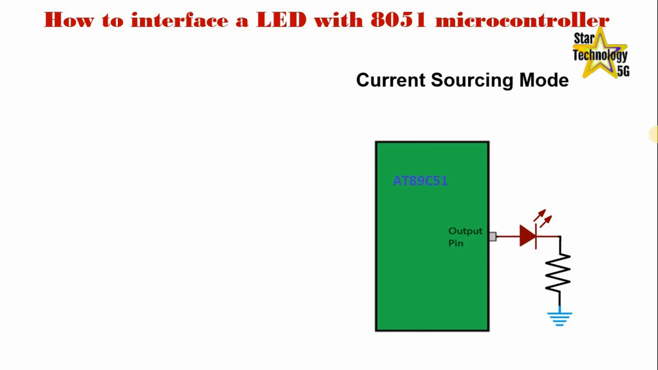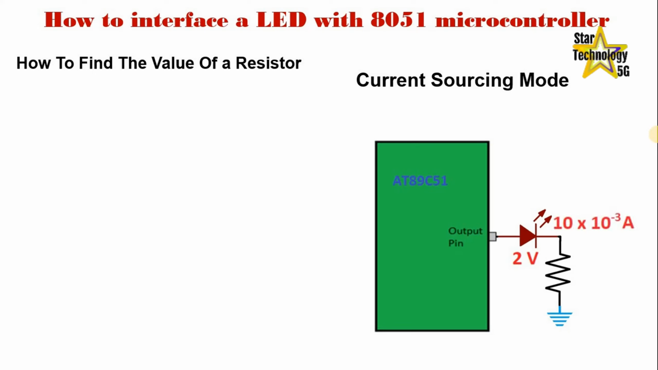Current sourcing mode. How to find the value of a resistor. If the voltage drop across a LED is 2 volts, and the LED current is 10 milliamperes, the output voltage of the microcontroller is about 4.85 volts when the output is high. So, we can calculate the value of the required resistor.